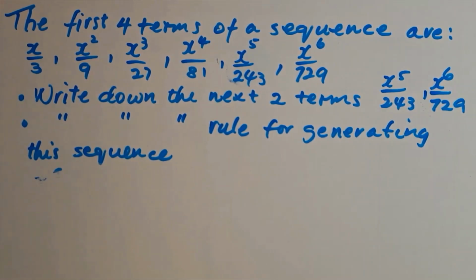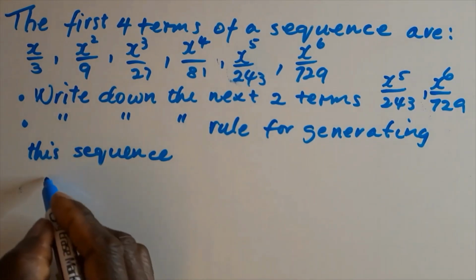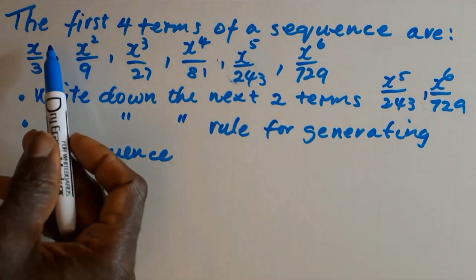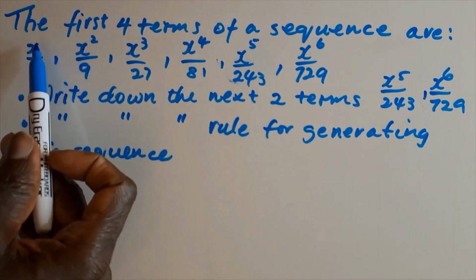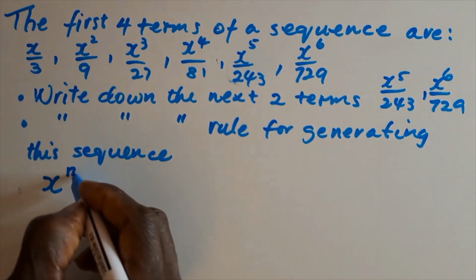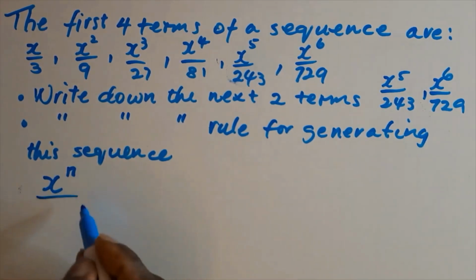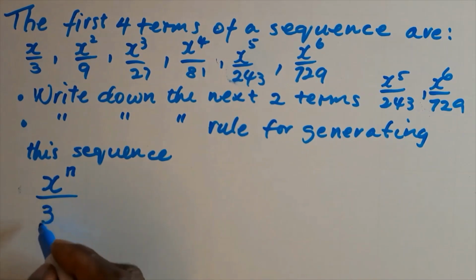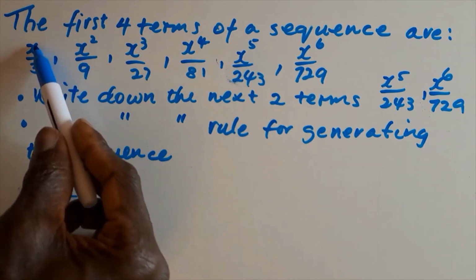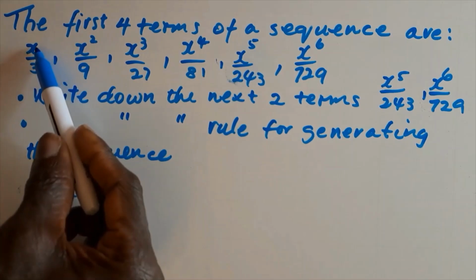Next, we need to write down a rule for generating this sequence. We have the base of x, and we have ascending powers, starting at 1. So we'll call that n, a natural number. And we have powers of 3. If you notice, the powers of 3 correspond to the powers of x. Here, the power of 3 is 1, the power of x is 1.